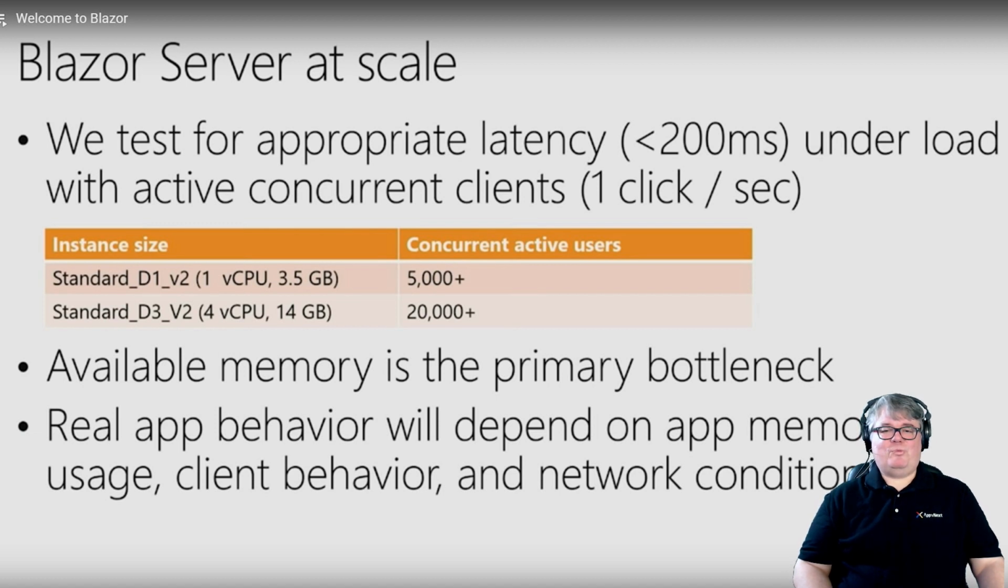But this is a really good benchmark for you to start thinking about, well, do we want to scale out? Do we want to scale up? What do we want to do? Maybe we don't even want to scale up. Maybe 5,000 concurrent clients is enough for us. You know, who knows? It's up to you. Just putting the numbers out there.